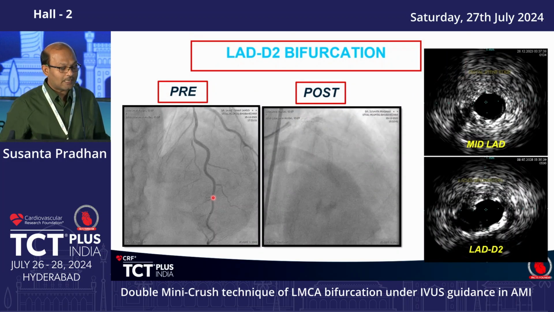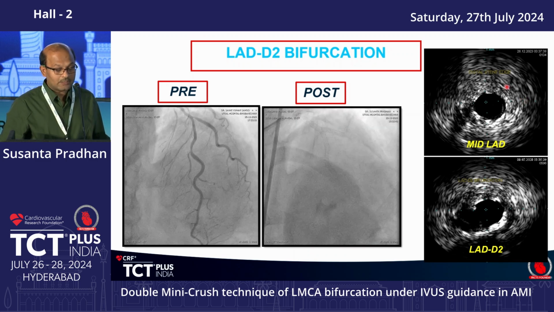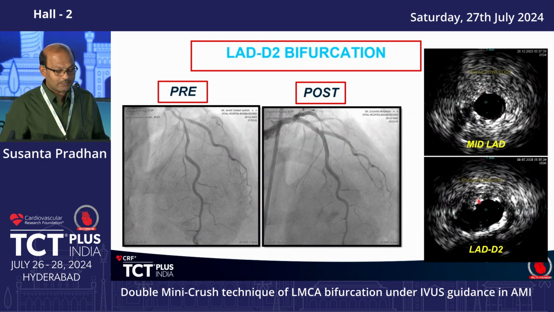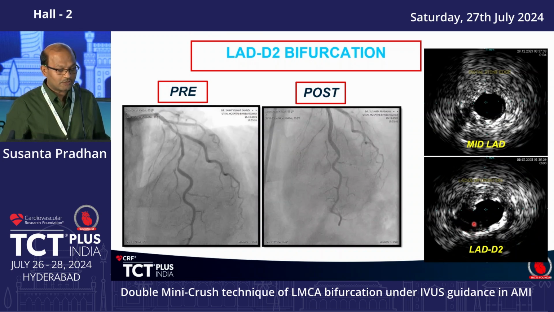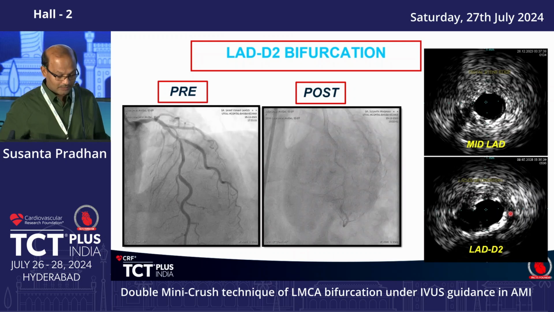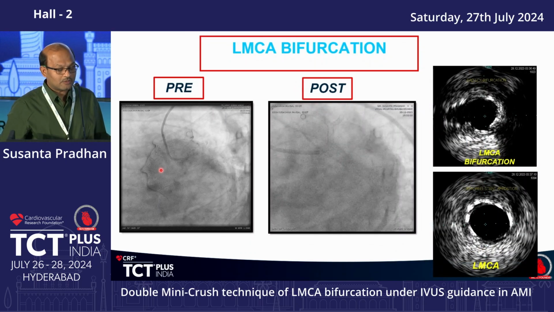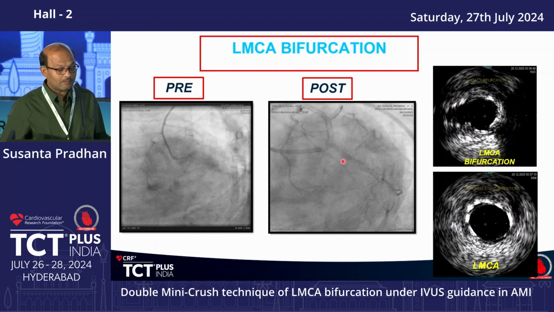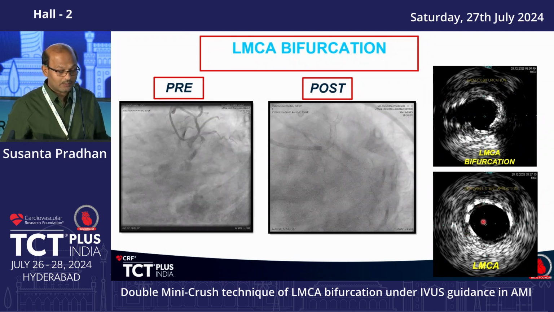This is the result of the LAD diagonal bifurcation. This is the pre-result and post-result. And this is complete apposition of the LAD stent, and the diagonal ostium is free of stent struts. This is well open, the diagonal ostium. Similarly, for the left main bifurcation, this is the pre-result, this is the post-result, and the LCX ostium is also well open, and LMCA is well open, and the MLA of the left main is 13 millimeter square.